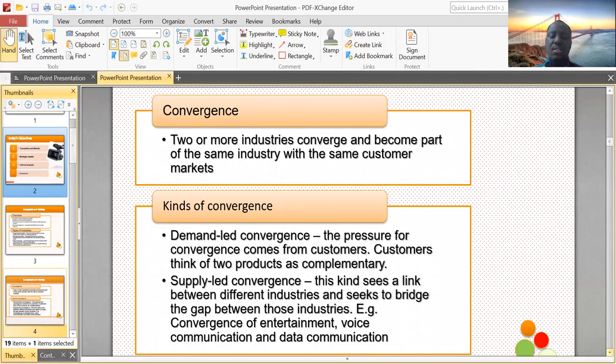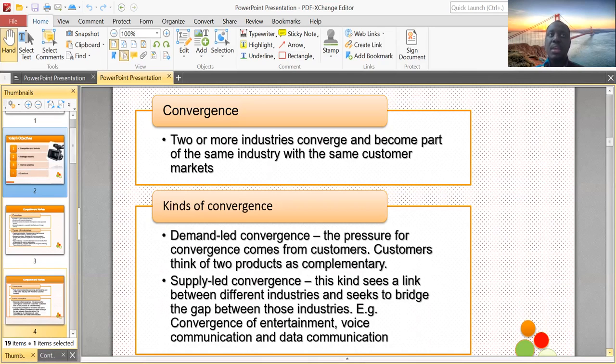Supply-led convergence. In my explanation, I said this kind sees a link between different industries and seeks to bridge the gap between those industries. So in supply-led convergence, there's usually a gap that is spotted between industries. And then it seeks to link, bring these two industries together and bridge the gap. It bridges the gap between those two industries.